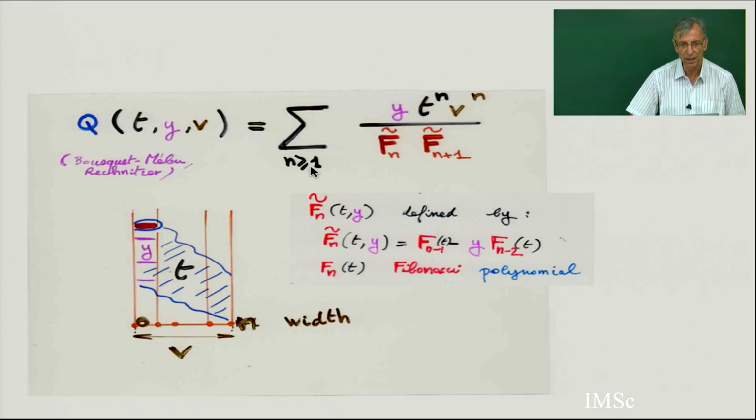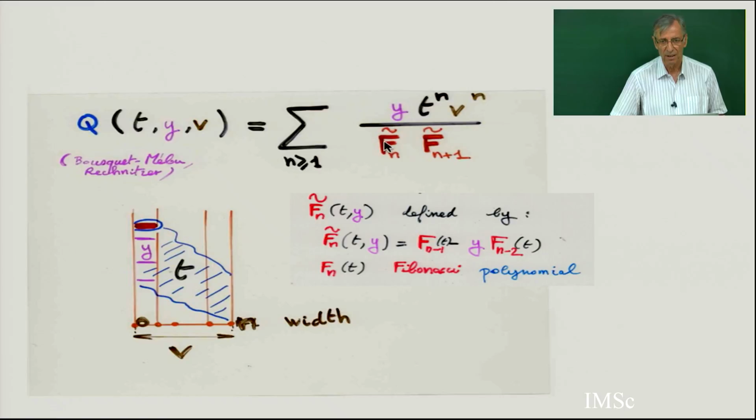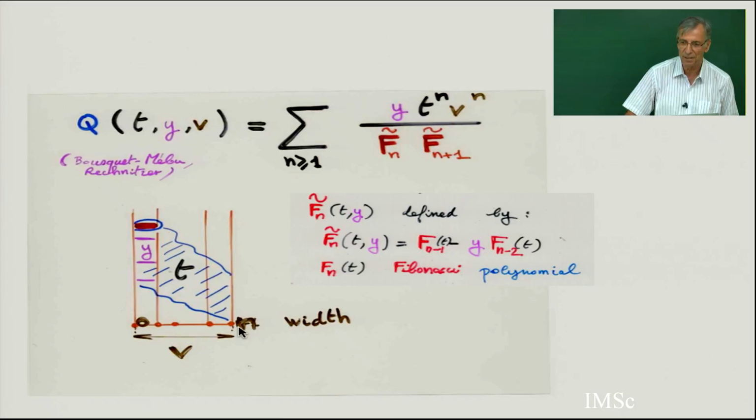It's the sum over all n of y t^n v^n divided by the product of these modified Fibonacci polynomials. The F_n tilde, modified Fibonacci, means I introduce a variable y inside. F_n tilde is defined by this recurrence relation, and F_n is a Fibonacci polynomial. Remember the Fibonacci polynomial: you are counting how many dimers you put on this finite segment, and then the variable y is going to count how many times you touch the vertical axis. So it means how many times you use the dimer, which is going to be 0 or 1.